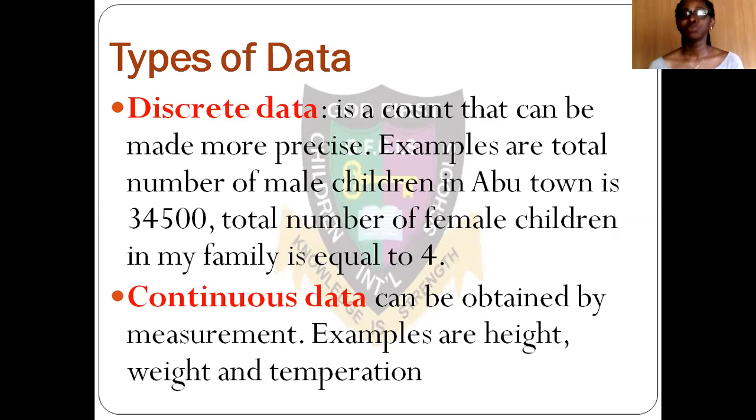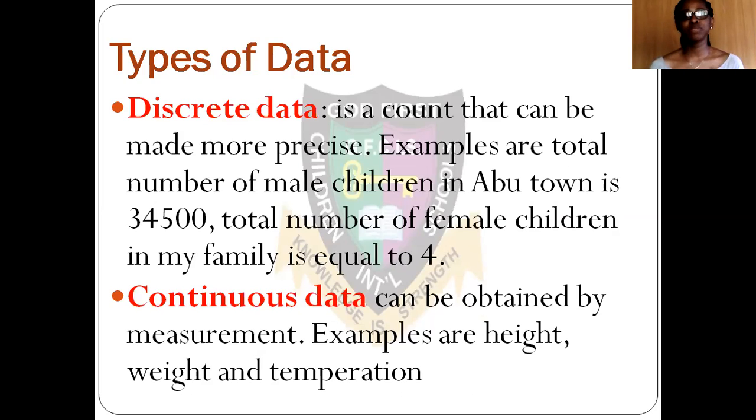So move ahead. Another type of data we have is the discrete data. These are data or counts that can be precise. Counts are more precise. In a family, there are 4 girls. It is more precise. In a family, there are 4 boys. It is more precise. And we have the continuous data.